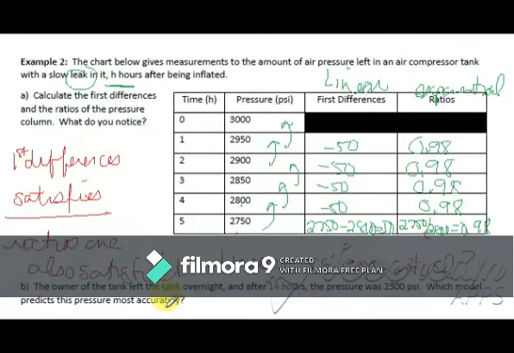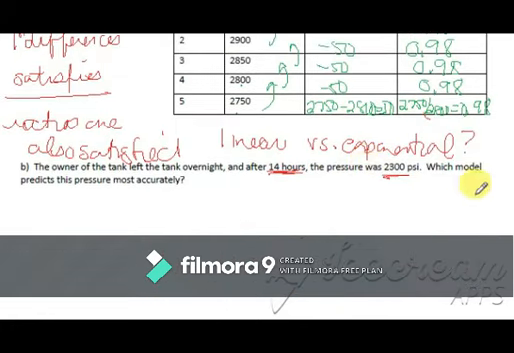And B asks, the owner of the tank left the tank overnight, and after 14 hours the pressure was 2300 psi. Okay, so at 14 it's 2300. Which model predicts this pressure most accurately? Okay, so scroll down a little bit. What we're going to do is we're just going to pattern.